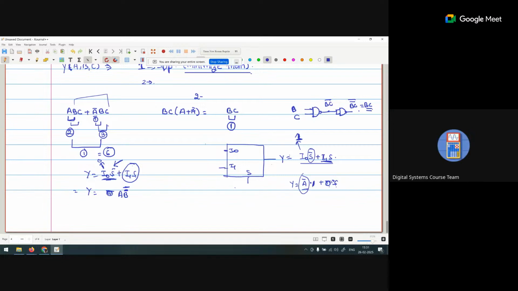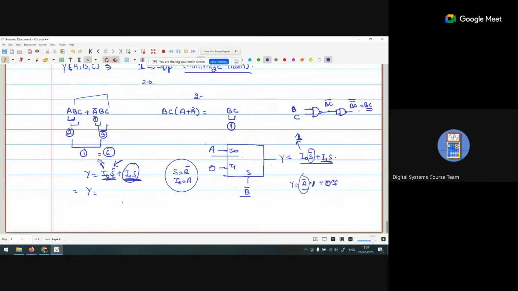Now if I connect here S bar, so S is the B bar. We connect A. Why? Because if I compare this, S is nothing but B bar and I naught becomes A, so we are getting AB. So we connect S as B bar and I naught as A. The second term is not available, so we connect it as 0. Clear?